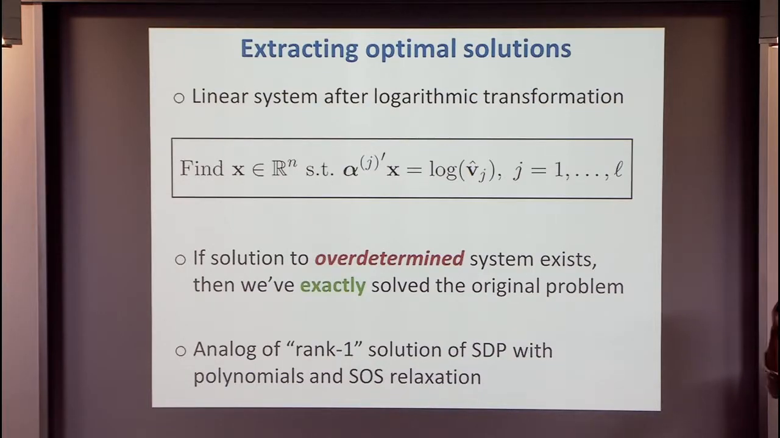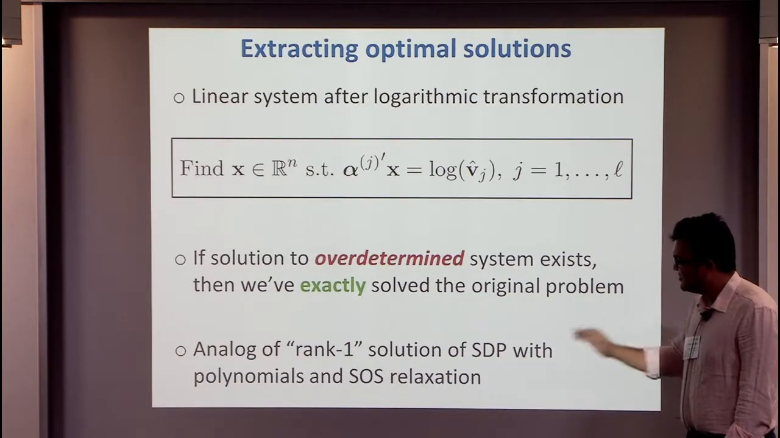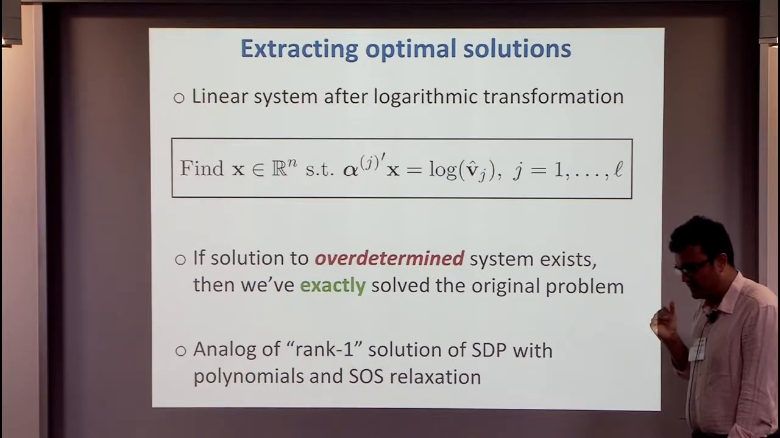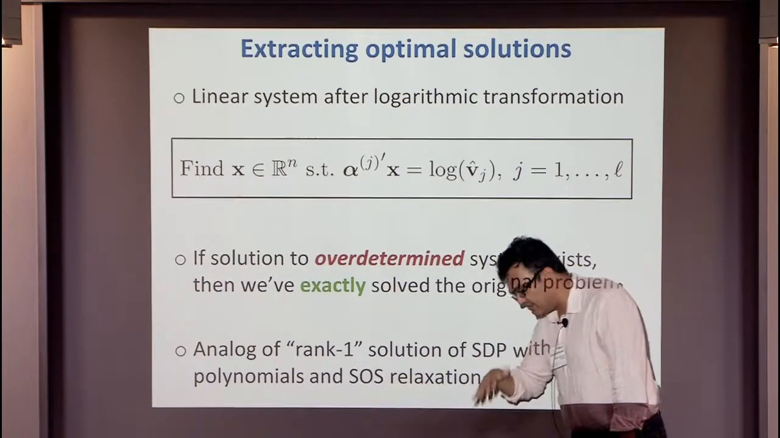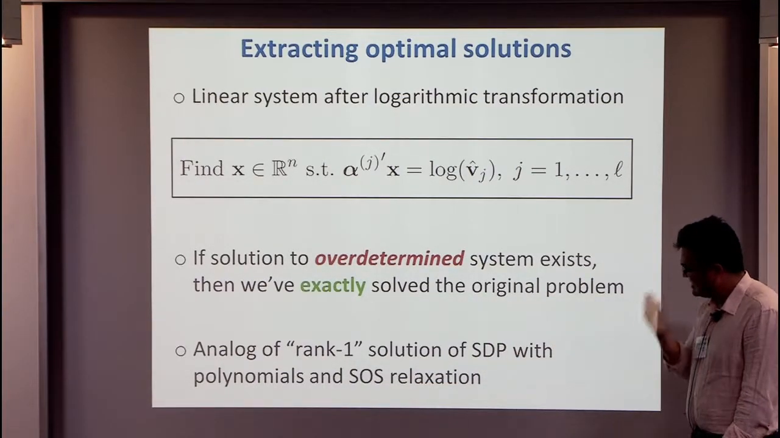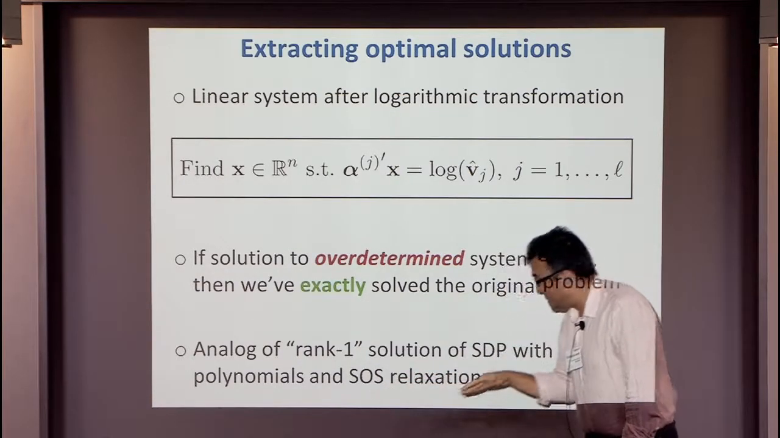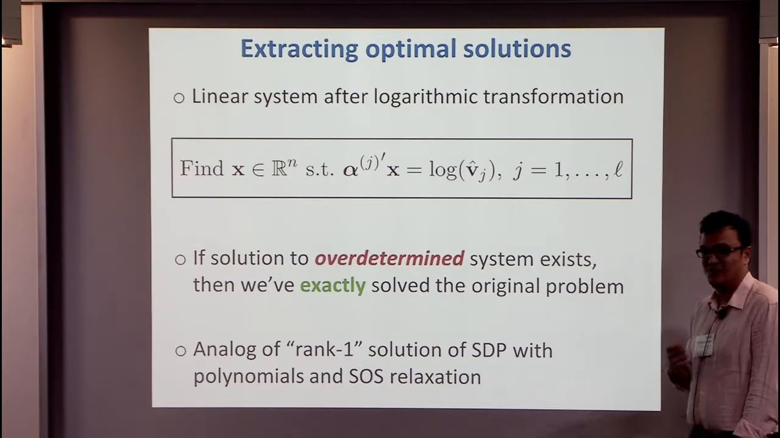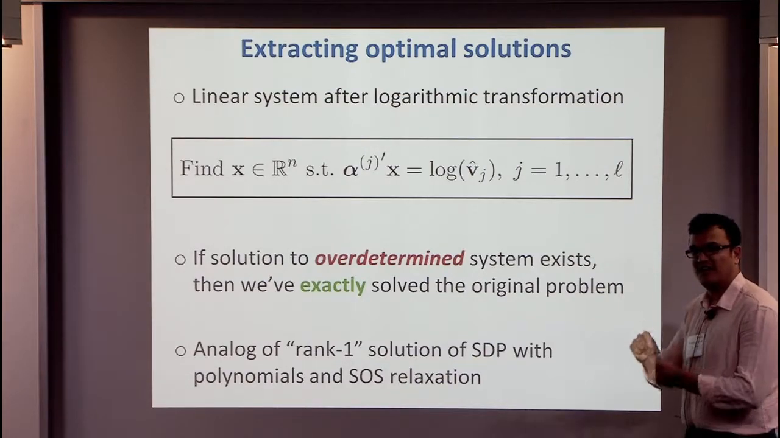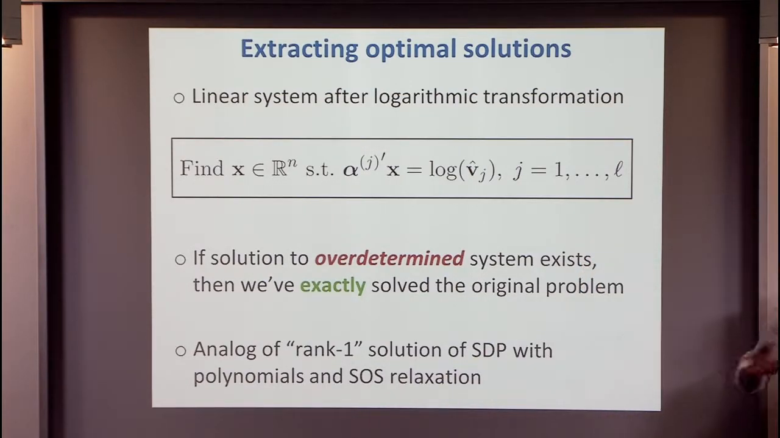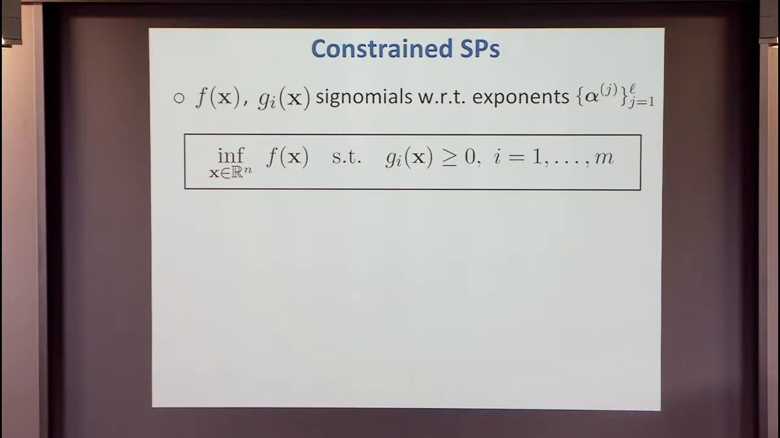And this is very much in spirit, by the way, if you've seen the literature on SDP relaxations for polynomials. If you solve the SDP corresponding to the basic SOS relaxation and your solution is rank 1 somehow, you've actually solved the original problem. This is very much an analog of that, except that now you have that this point belongs to this curve or the surface of exponentials. And if you have that property hold, you've actually solved the original problem.